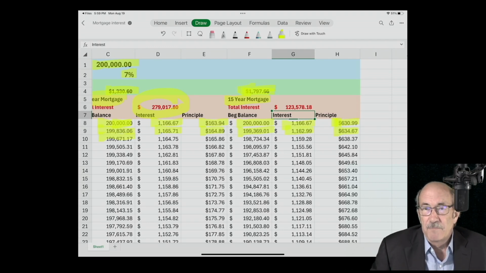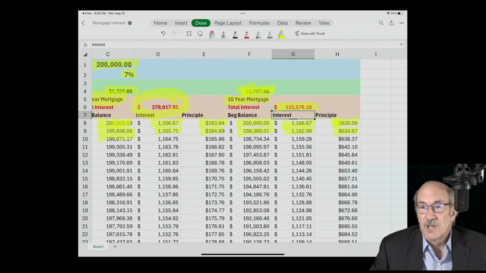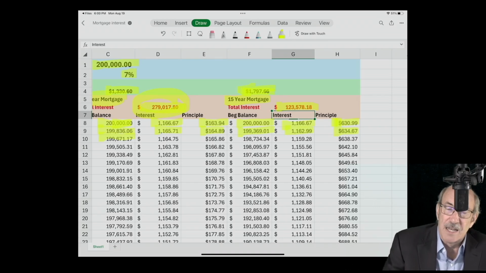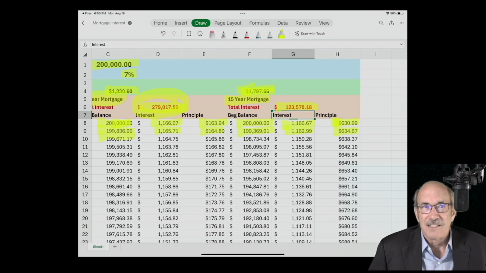Let me get to the punchline here, and that is I also added up all of the interest that we pay, and it comes out to be $123,000. Compare that to almost $280,000 versus $120,000. Nearly $160,000 less that you pay out, and your mortgage is over in 15 years. That's an incredible difference between these two.